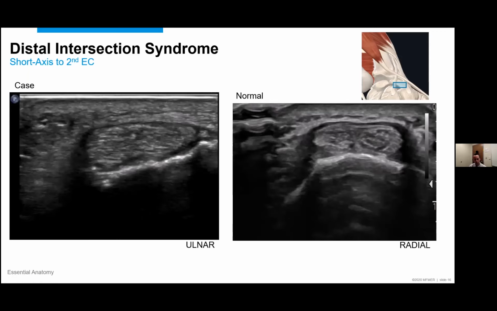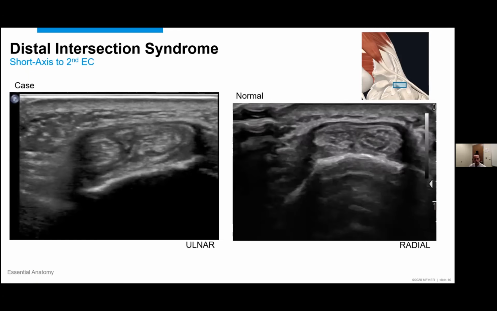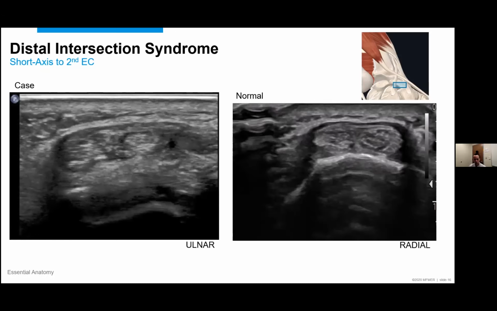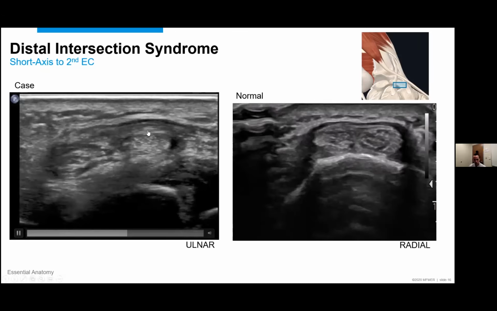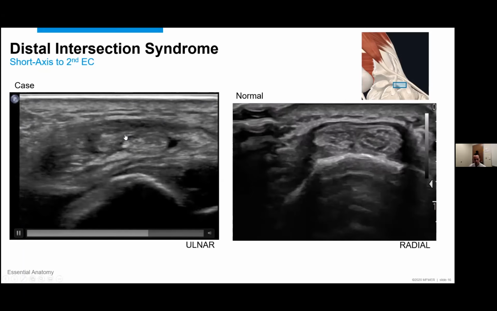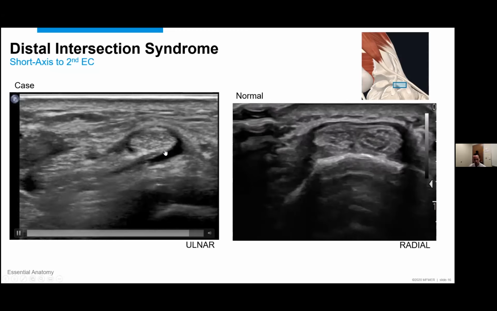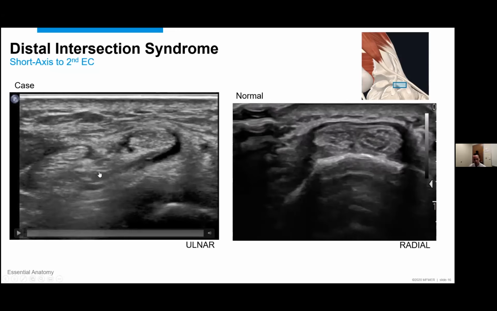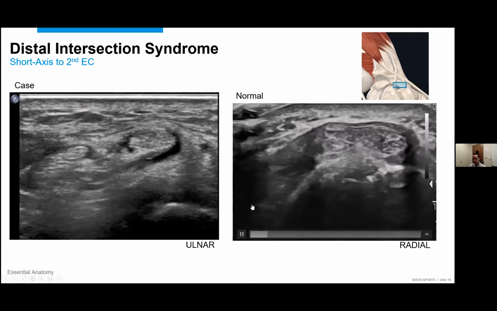So on the left, we have our case here. We're starting over the second extensor compartment. To the right side is ulnar, which is where our EPL is going to be crossing over. And we can see the EPL is crossing over now. And as the EPL is crossing over, we're starting to see increased anechoic fluid surrounding the second extensor compartment tendons. And remember, it crosses over the brevis first. So there's a predominance of that fluid collection around the brevis tendon, ECRB, versus in a normal case.